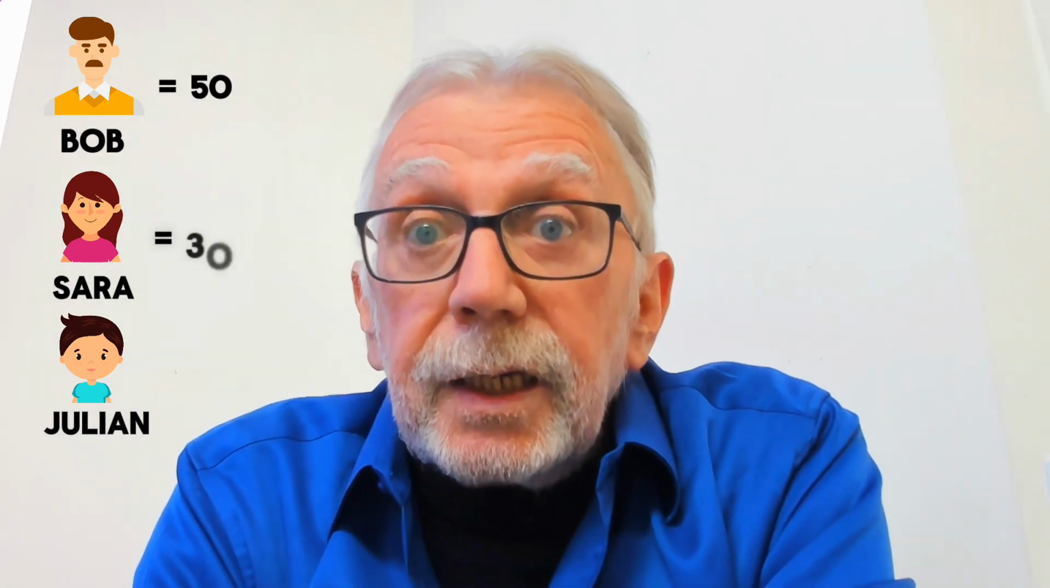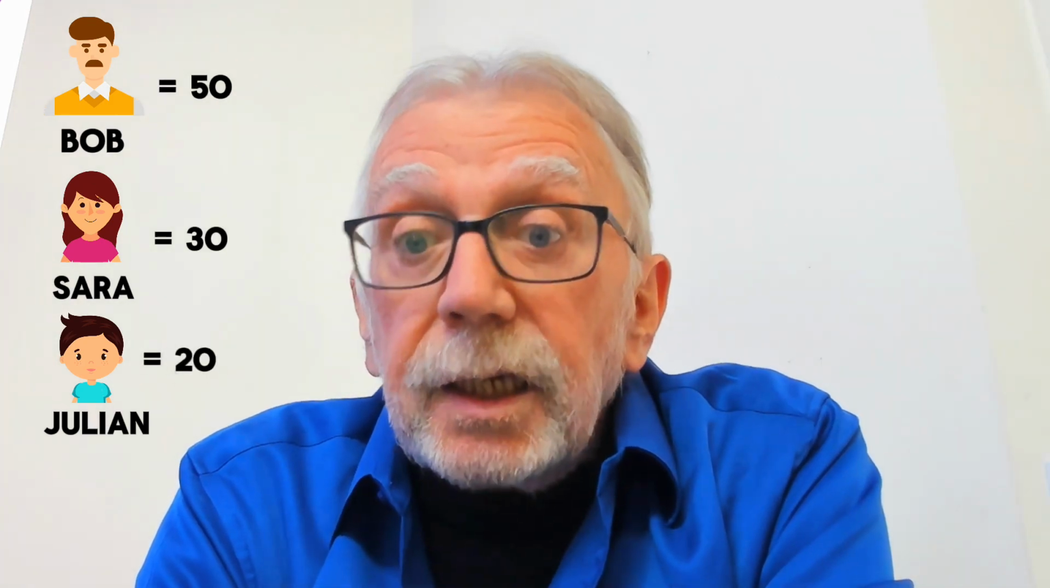Imagine there is a family. It's Bob, the father, Sarah, the mother, and Julian, the son. Bob earns 50, Sarah 30, and Julian 20. So in total it's 100. So far, so good. But now Julian improves his knowledge, his abilities. So he should earn more than 20. Let's say up to 40.